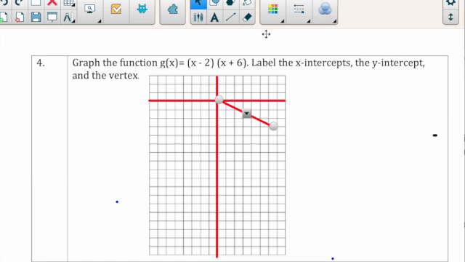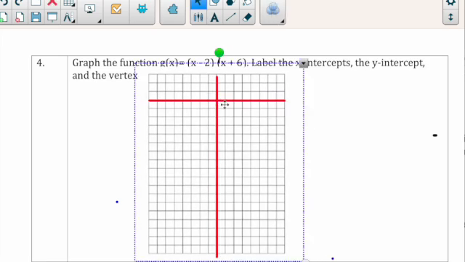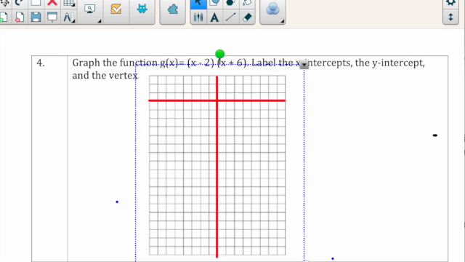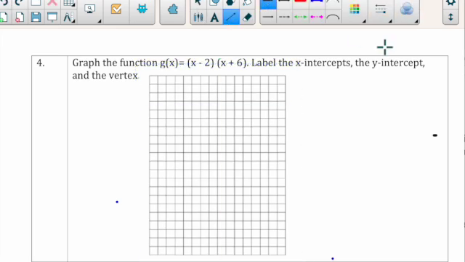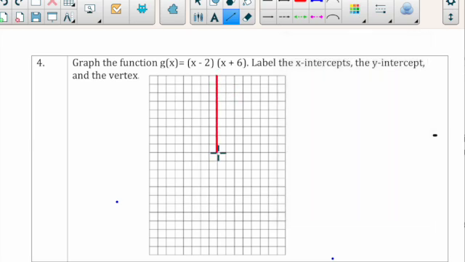Okay, 4. I changed my grid because I needed more. And I also added these coordinate planes, which you want to do, otherwise you'll just have a plain grid there. Let me see if I could get rid of them. Okay, so I'm going to make a coordinate plane. I like using red just because, but I don't always do that.